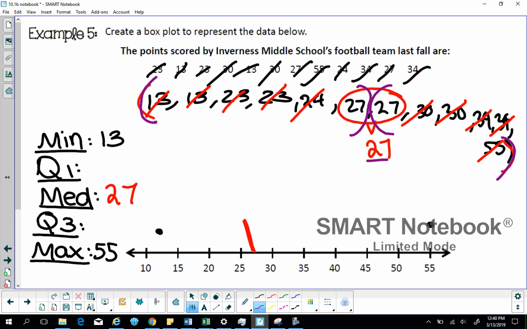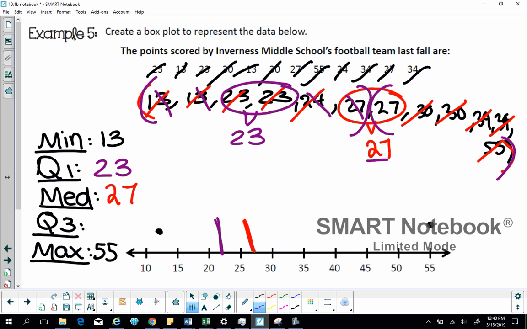Now I do the exact same thing that I did to find the median. I'm finding the median of each section. So I go 1 for 1, 1, 1, 2, 2. There's 2 in the middle. What's the middle of 23 and 23? 23. And I put a line for the Q1.